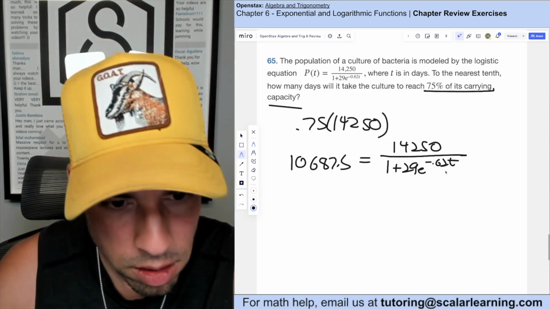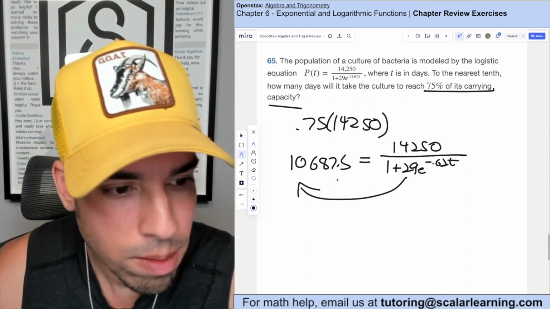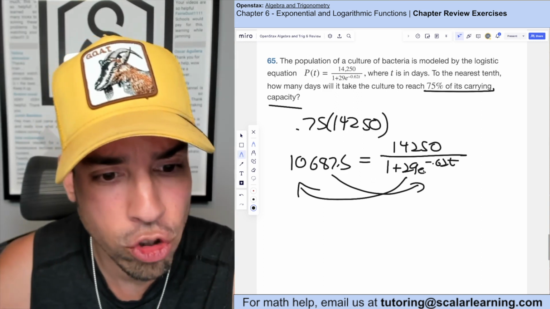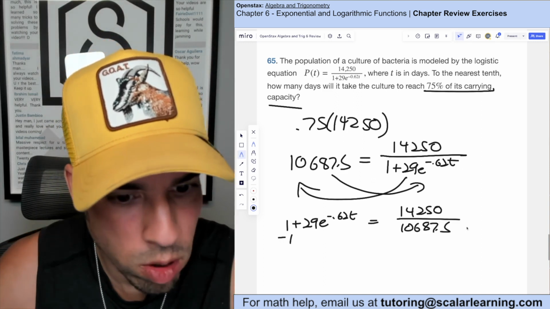Okay, so now let's isolate. We're going to start by multiplying both sides by the denominator. And why don't I simultaneously divide by 10,687.5? I don't want to distribute. I'm just trying to isolate the t. Now I got this nice situation. Now I'm going to subtract 1 from both sides.